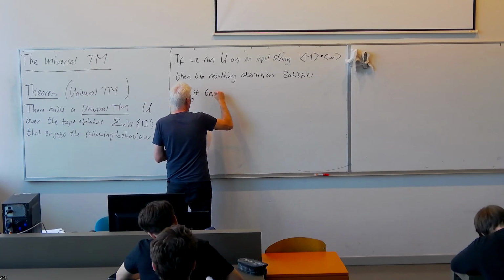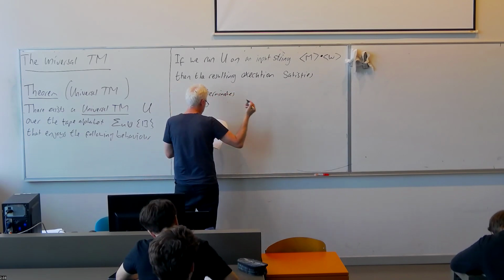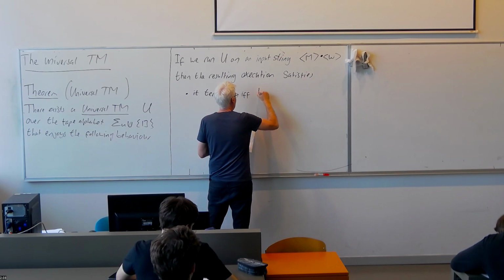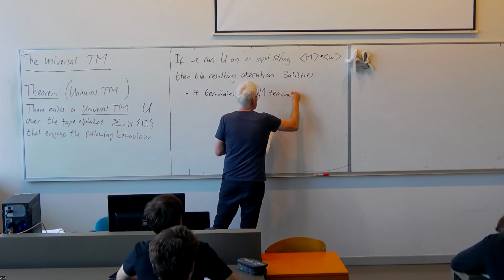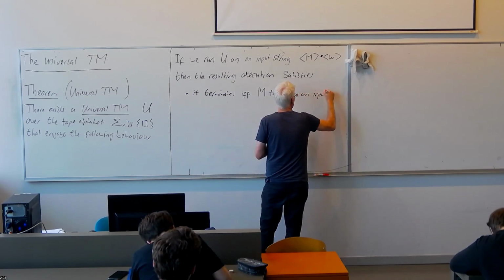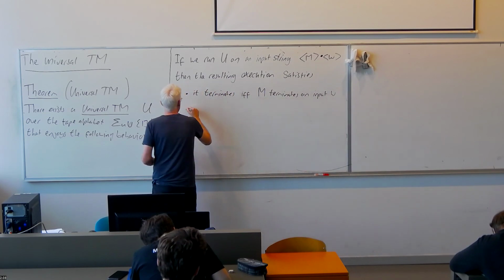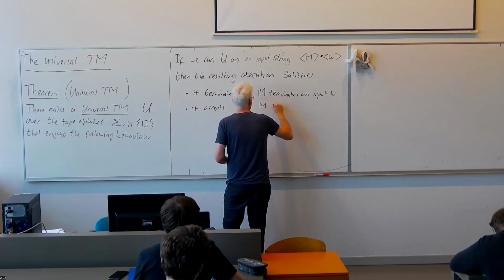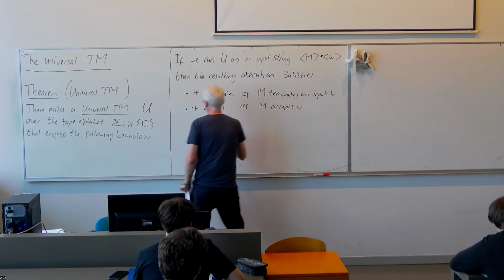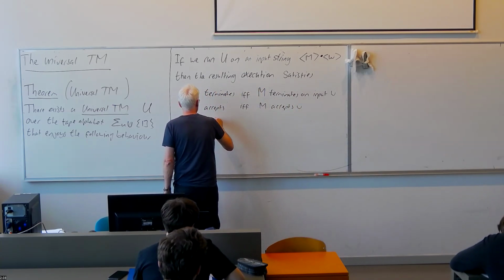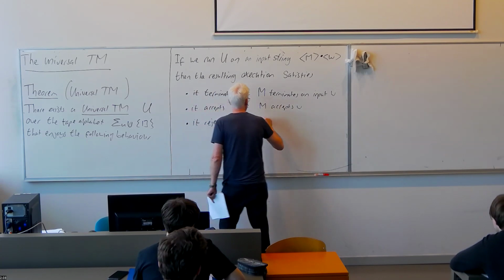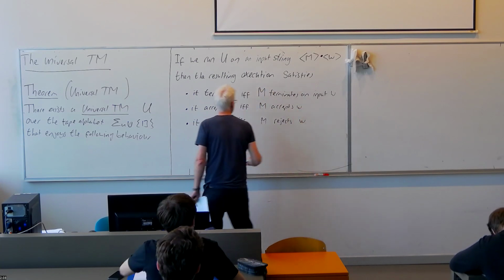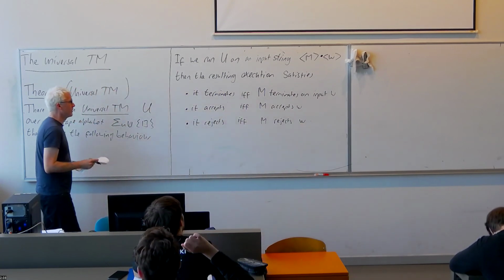It terminates in some control state, we won't say what, it doesn't matter, just some control state, if and only if N terminates on input W. It accepts if and only if N accepts W, and it rejects if and only if N rejects. And that's it.